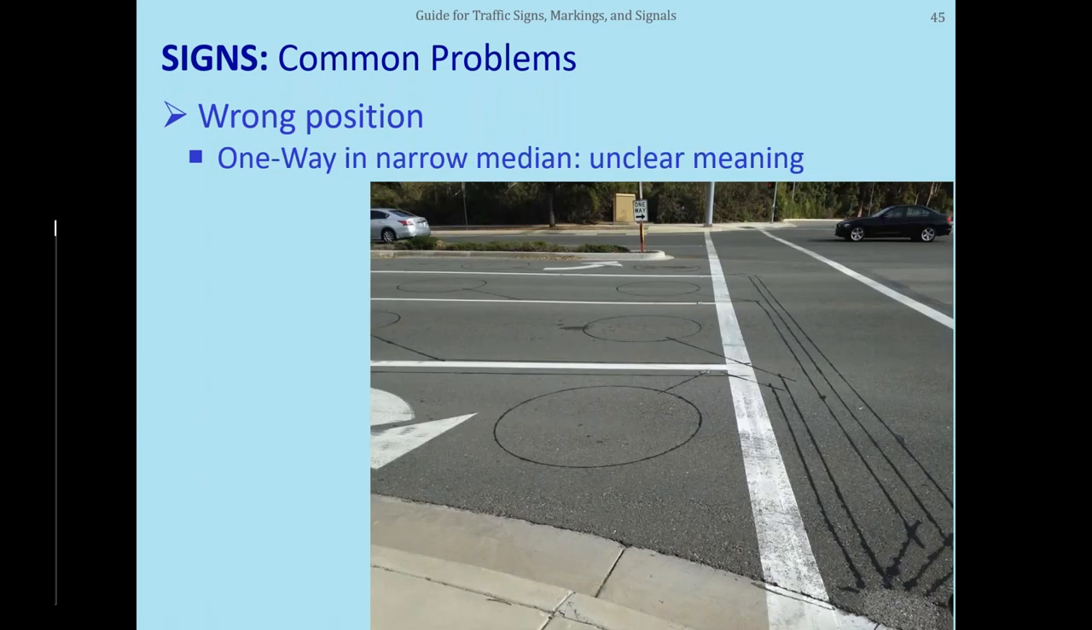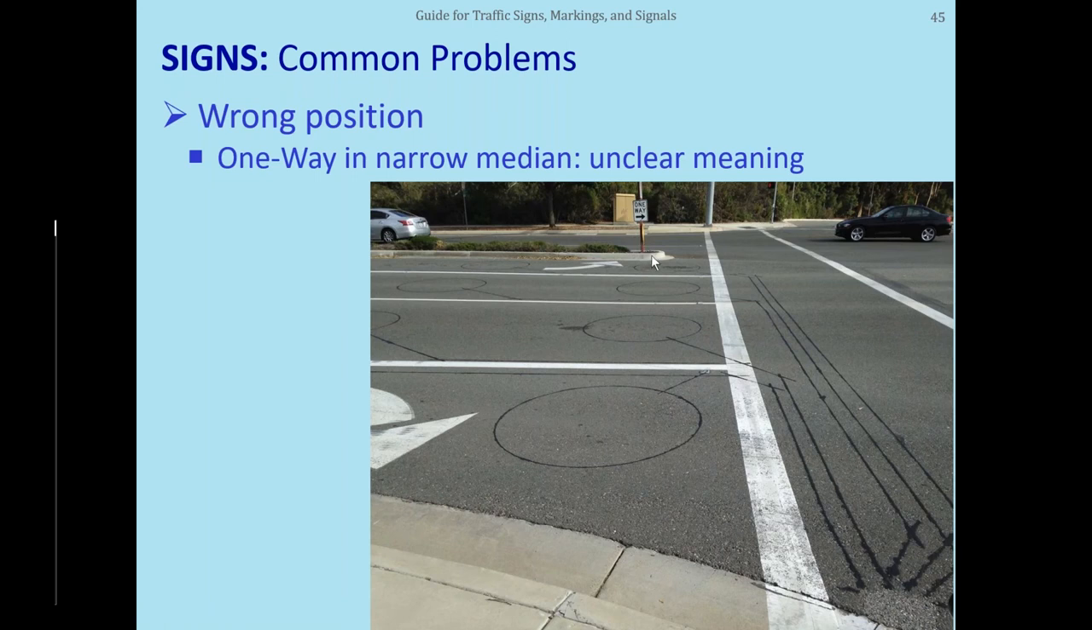Let me explain this situation. You've got a multi-lane road with a grass median in the middle. Someone put a one-way sign out here in the median that leads to driver confusion. Is the road one way or two way? Well, one half of the road goes one direction, the other half of the road goes the other direction, which is usually what happens with roads that carry both directions of traffic, right? Not only unnecessary, but actually creating confusion.